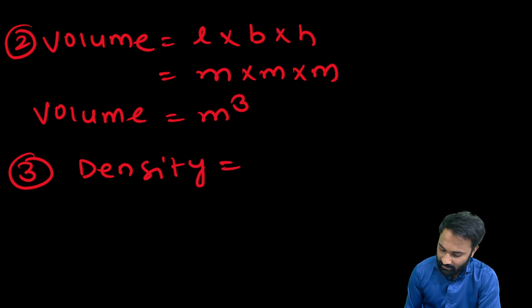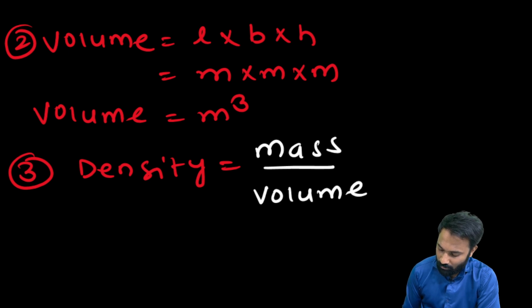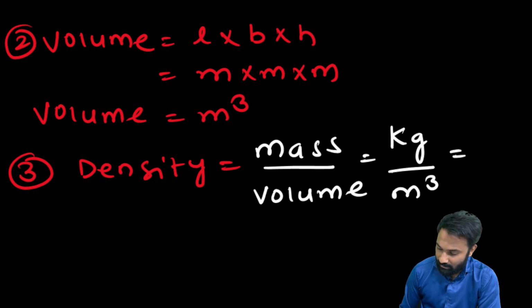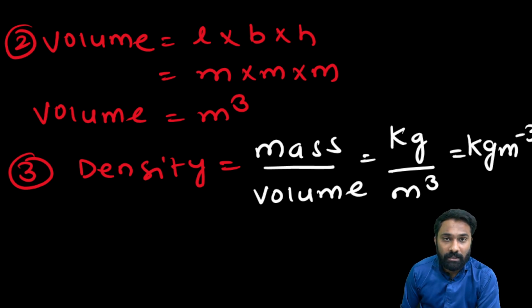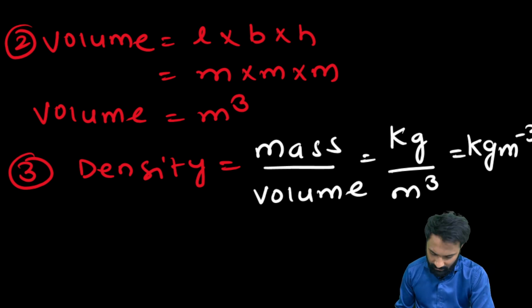What is the density? Density is mass by volume. Mass is kg and volume is meter cube. Clear? This is kg per meter cube, or kg meter inverse cube. Clear? Done.